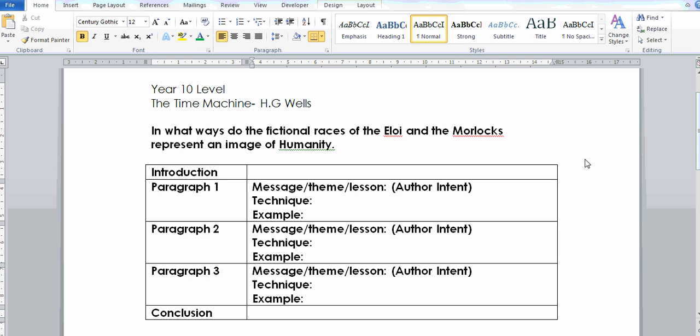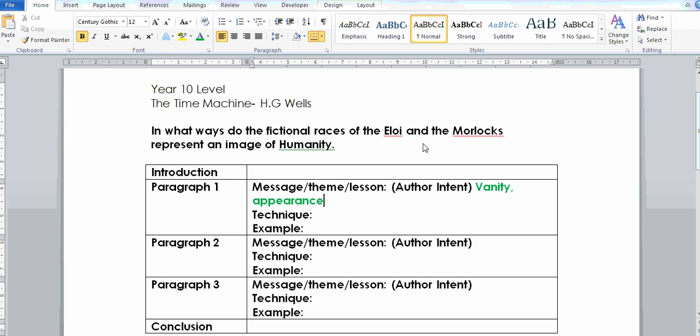So for my message, I'm going to use fairly plain language, but really what I think that they're saying in terms of the Eloi, when we think about what they tell us about humanity, really I think about that concept of vanity, vanity being our obsession with appearance, so vanity and appearance. And really I think the message is that vanity and appearance alone are not enough to keep us human.